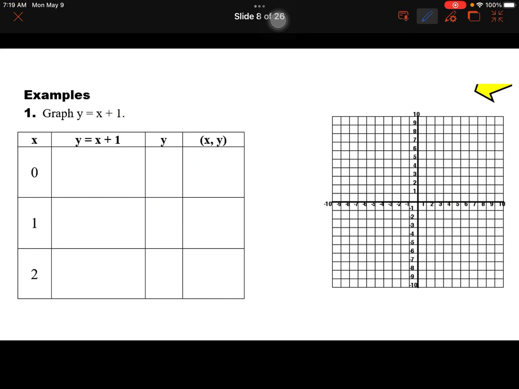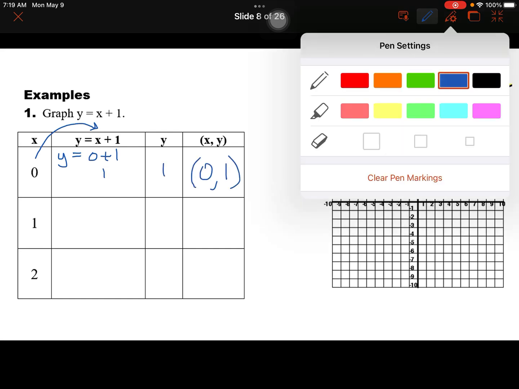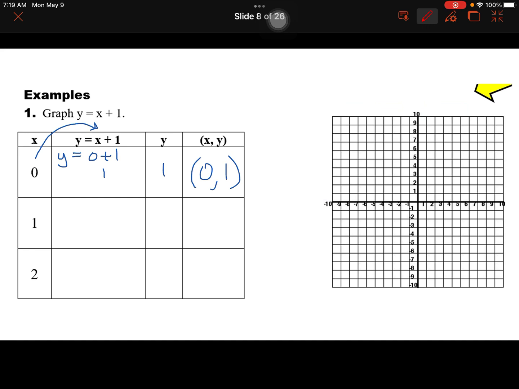So let's go ahead and begin. We're going to go through a bunch of quick examples. Remember, we're going to take this x and plug it in. You've got to write small. So we go 0 plus 1, and we get 1. So the first ordered pair is 0, 1. For the next ordered pair, we put in y equals 1 plus 1, and that's going to give us 2. It's going to be 1, 2.